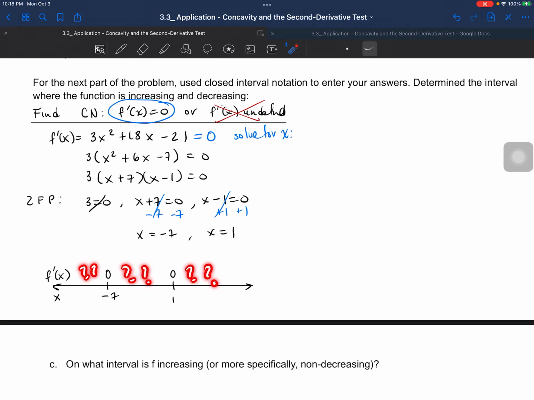What we're wondering is what the sign value is here, right? So for that, we're going to test a few numbers. So negative 8, 0, and 2, right? I'm just choosing numbers that are easy for us to compute. And if it helps, maybe we should highlight where our critical numbers are, just to make them more obvious, right?